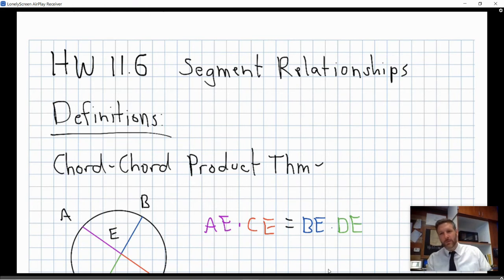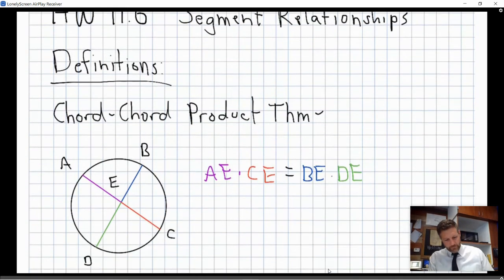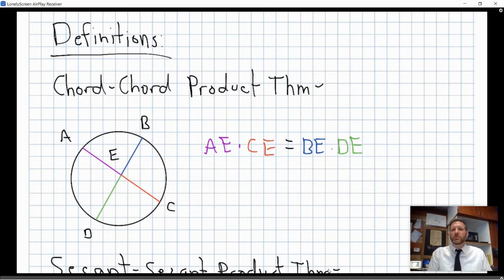Let's jump right in. We got 3 definitions and then just some practice problems straight from the book. So let's look at some definitions. And again, each one is going to provide a way of solving segments and lines related to circles. So the first one is called the chord-chord product theorem.